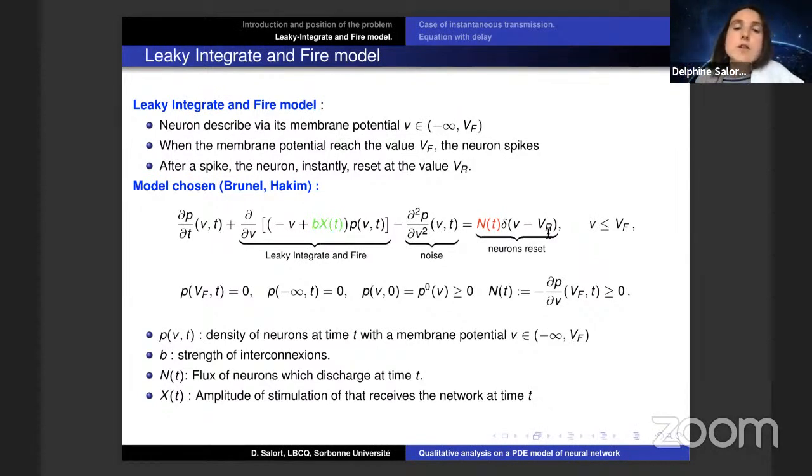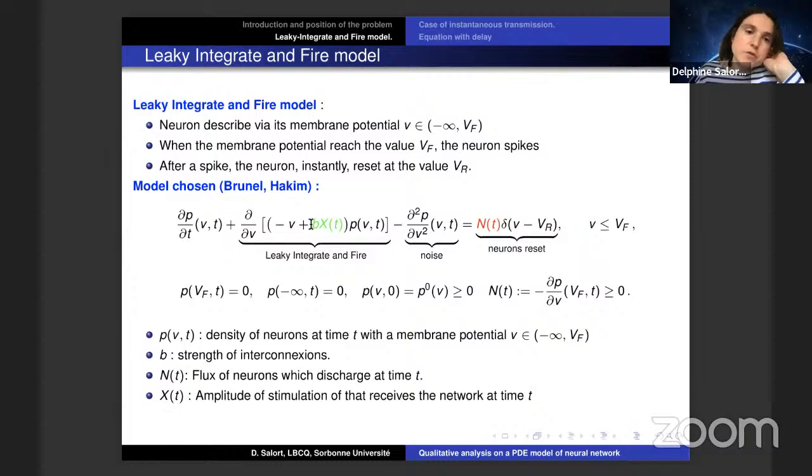In the equation, we see several terms. There is a red term here, which is N of t, which describes the flux of neurons which discharge at time t. This quantity is computed via the derivative of the function p at the boundary Vf. And there is a Dirichlet boundary condition: we assume that the density of neurons with potential Vf is always equal to 0. With this, in particular, we have, at least formally, mass conservation of the solution, which is normal.